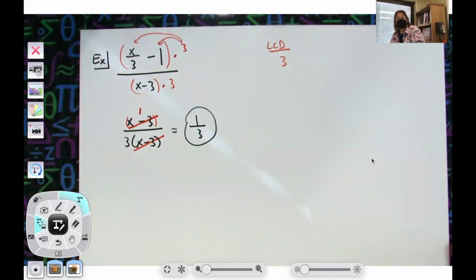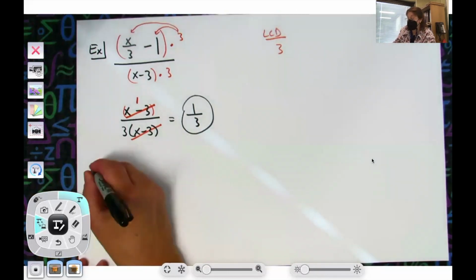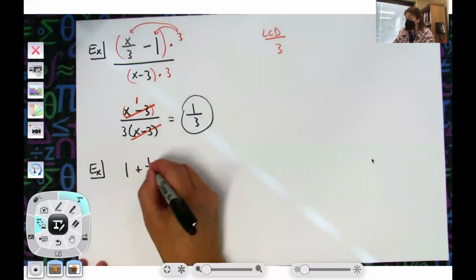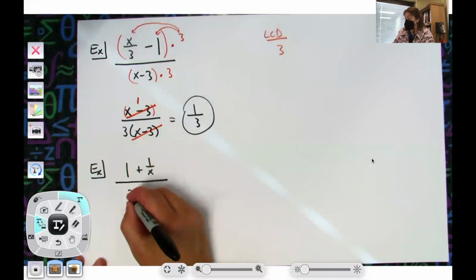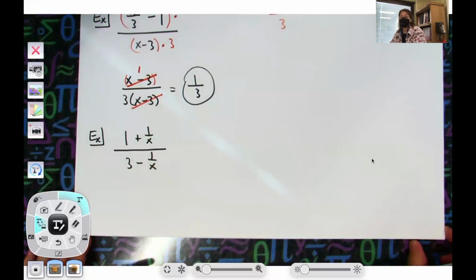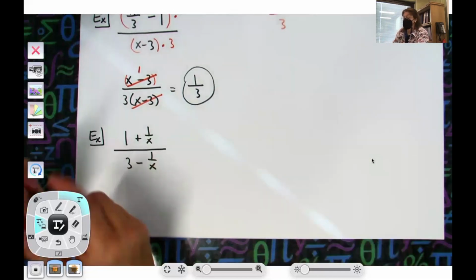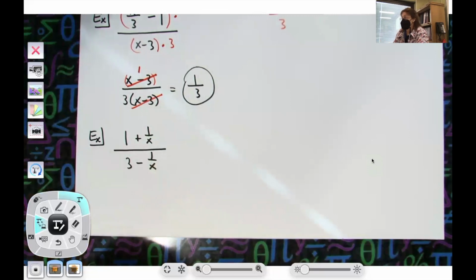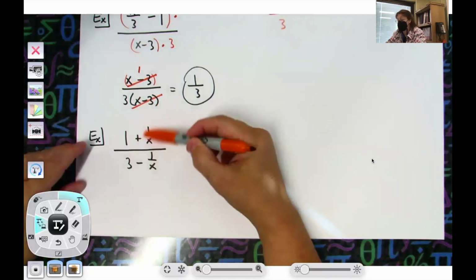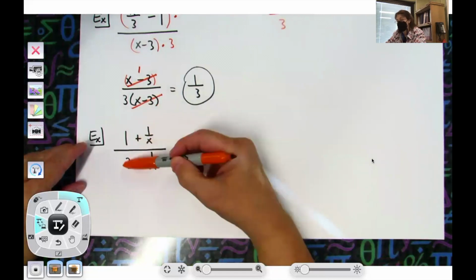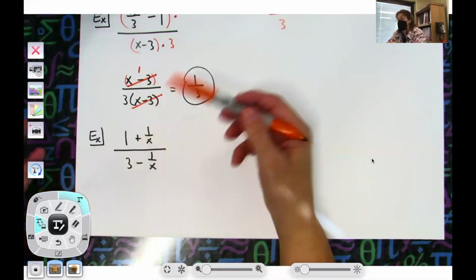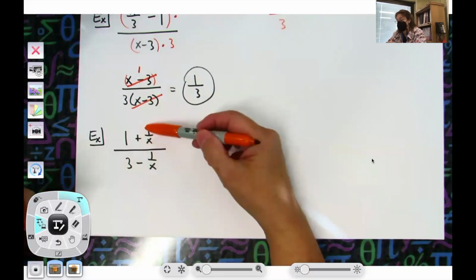Okay, let's do one more. I think I'll have room to get it right here. Let's do 1 plus 1 over x, all over 3 minus 1 over x. Before you rush into starting it, take a look at what you've got. I've got a whole number integer here, and I've got a fraction. So I'm trying to get rid of this fraction. I've got an integer whole number here. I've got a fraction here. When I simplify this, when I multiply through by that least common denominator, I want this fraction gone. I want this fraction gone.